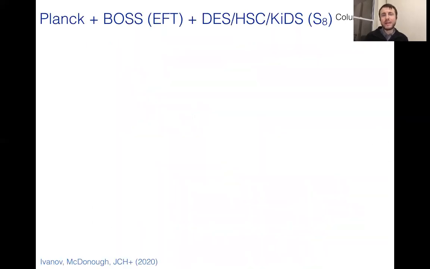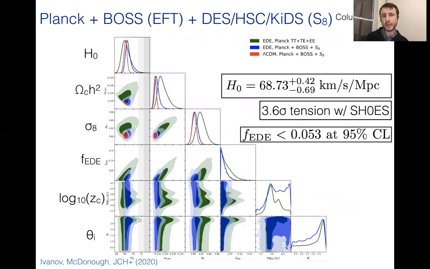Okay, so that was where things stood, I guess, in the spring of last year. We then wanted to put even more precise constraints on this model. To do this, we folded our modified CLASS code, CLASS-EDE, into the effective field theory of large-scale structure likelihood that Misha Ivanov and others had developed for the BOSS galaxy power spectrum data. So skipping over all that work and just showing you the results, this is what we found when we did that.